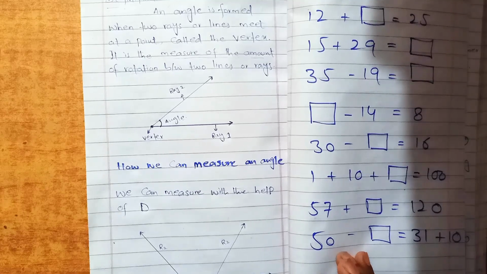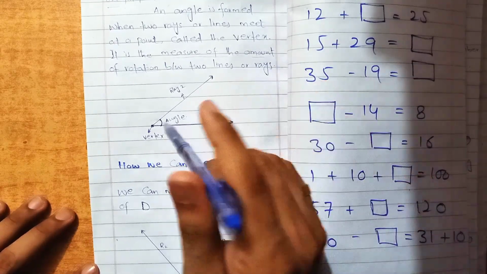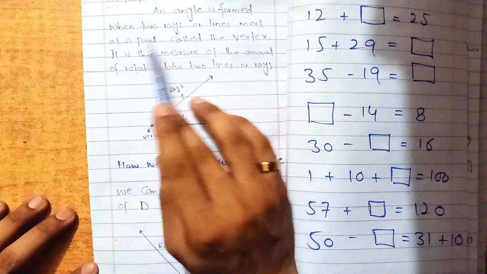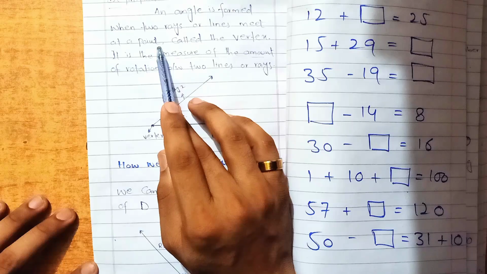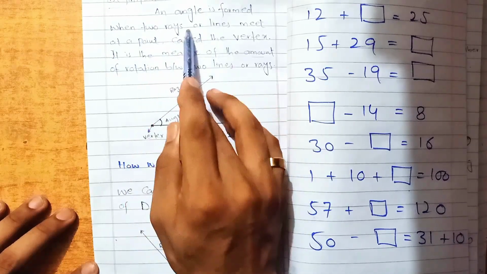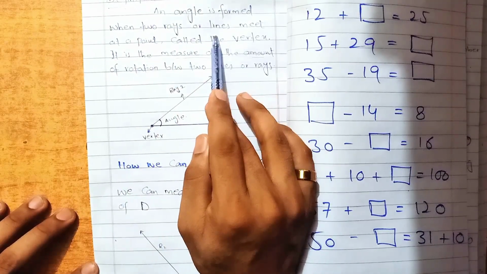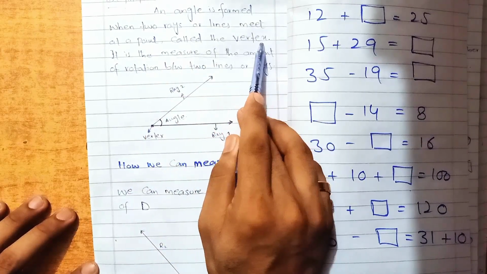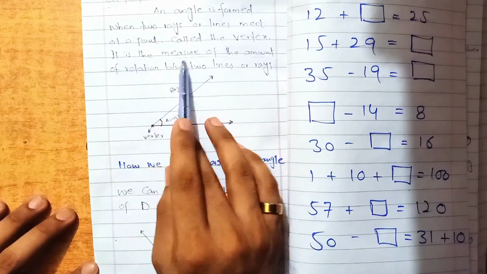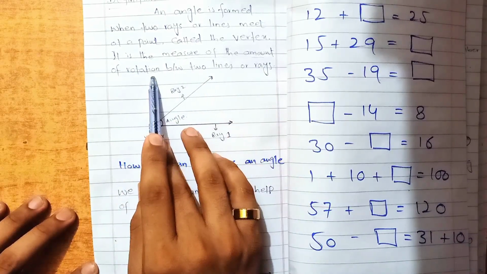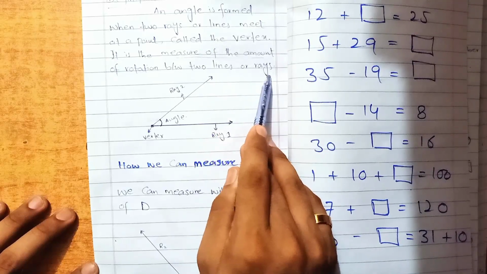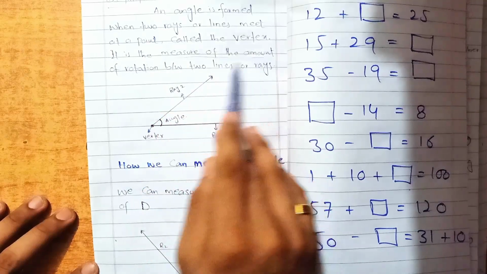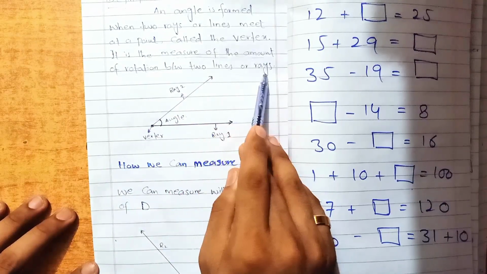So starting from the very basics, starting from the definition of what an angle is. An angle is formed when two rays or lines meet at a point. It's necessary for an angle that there must be two rays or two lines and they must meet at a point. That point is called the vertex. Then what is an angle? It is the measure of the amount of rotation between two lines or rays.